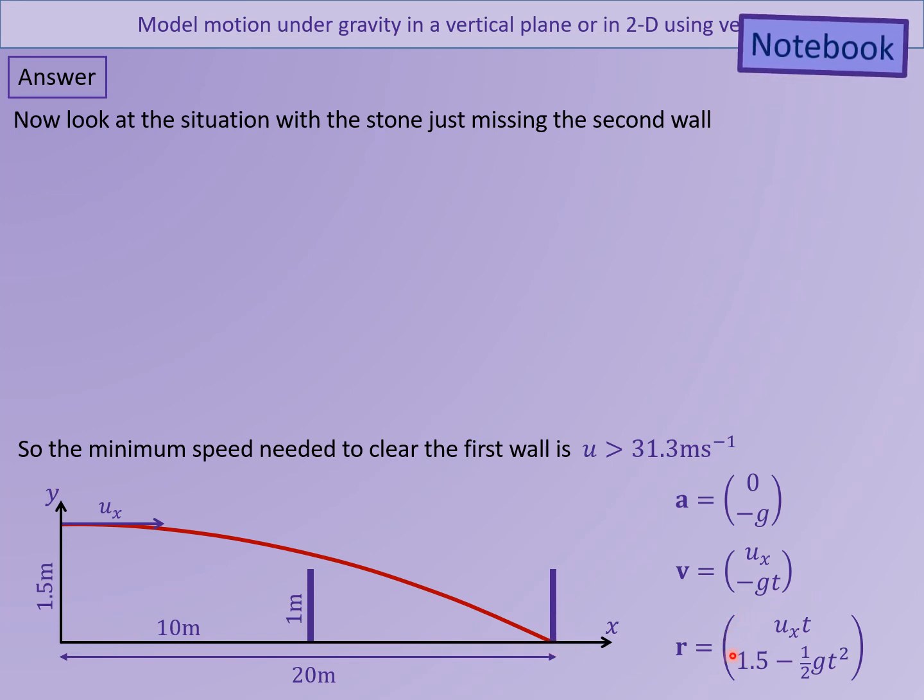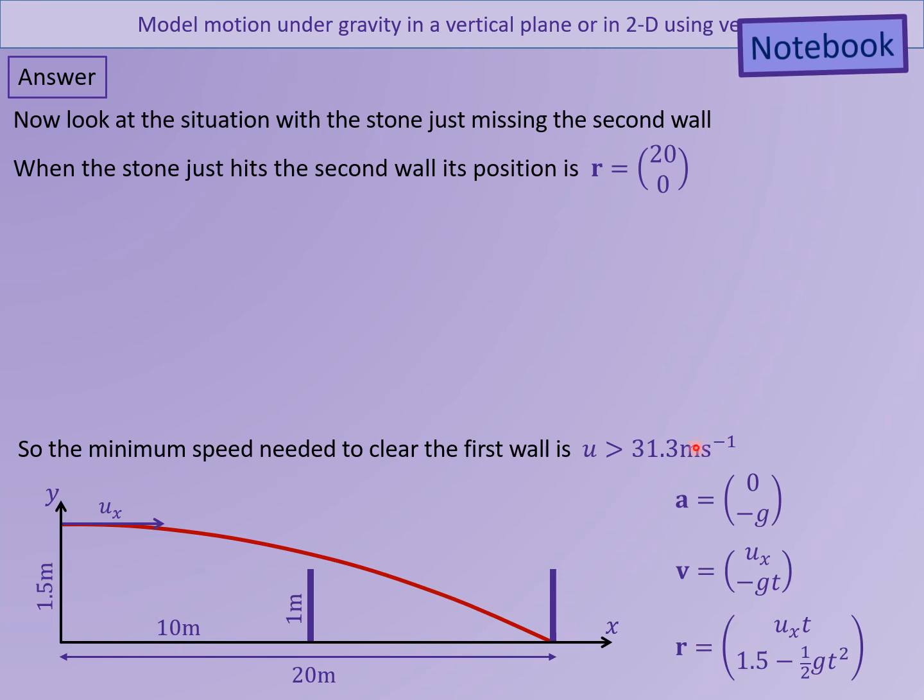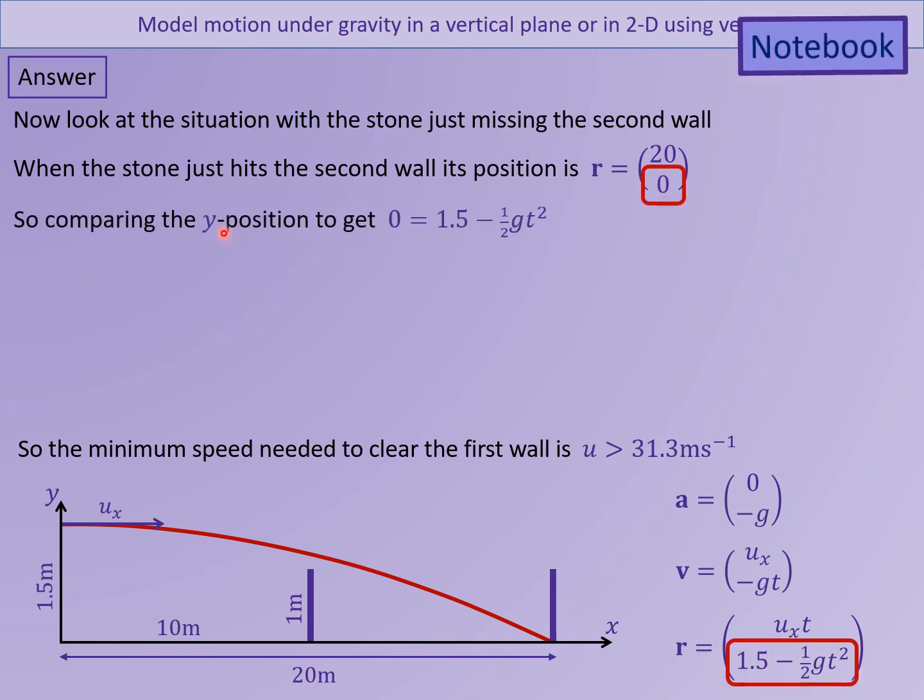So when is this equal to 20, 0? Well, I can set that y position equal to 0, okay? And I'll end up with 1.5 equals a half g t squared, and therefore I get my time.